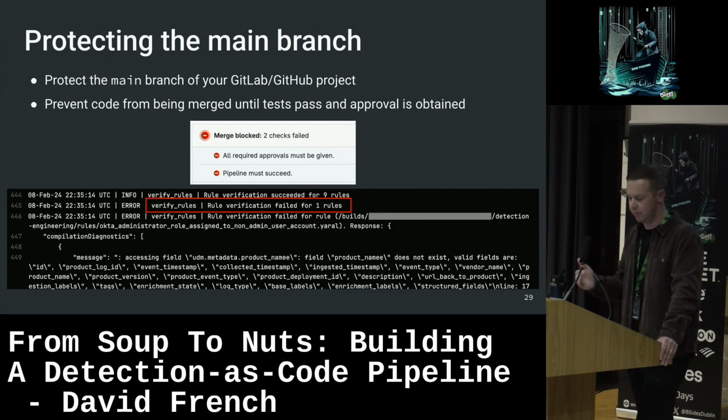So the bottom image here shows that rule verification succeeded for 9 rules, but failed for one of them. The rule contains an invalid field name, and the engineer is going to need to fix that so the tests pass, and then they can request that peer review.